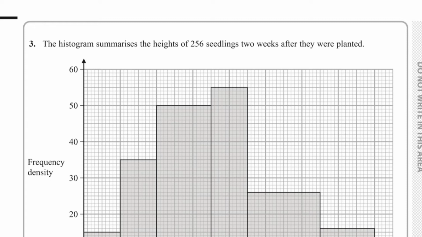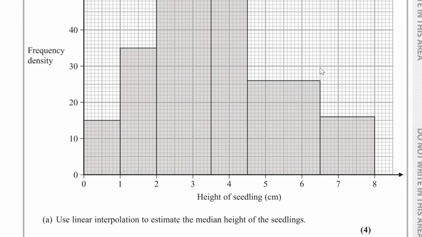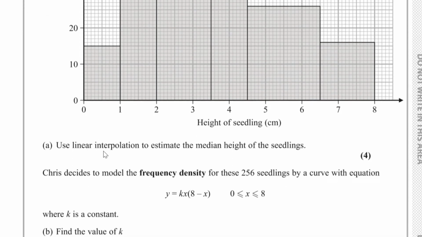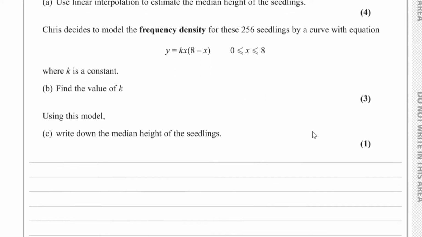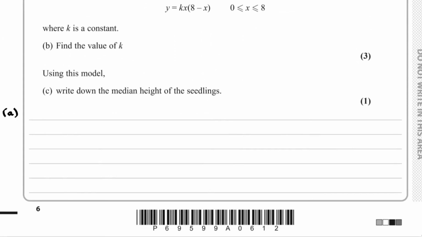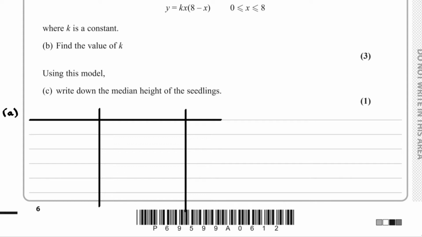Question number 3. The diagram summarizes the heights of 256 seedlings 2 weeks after they were planted. So we've got the height of the seedling in centimeters and the frequency density. For part A, we have to use linear interpolation to estimate the median height of the seedlings. So for part A, let's begin by creating a table. We've got the class, frequency, and the cumulative frequency.